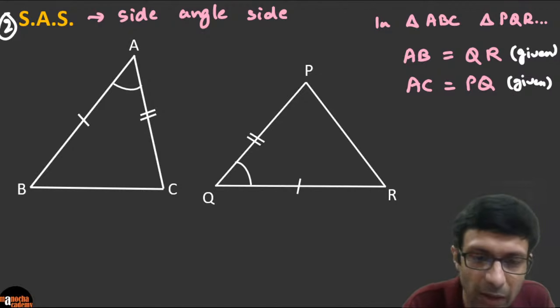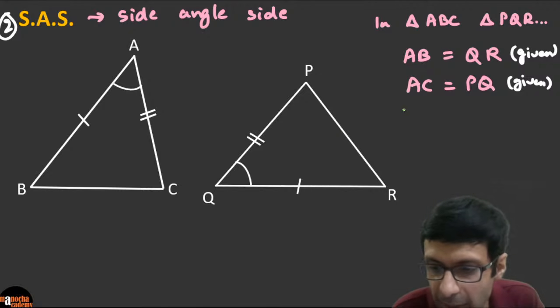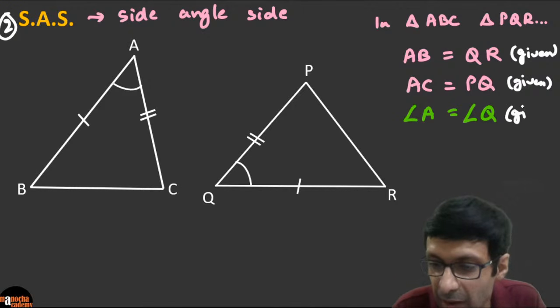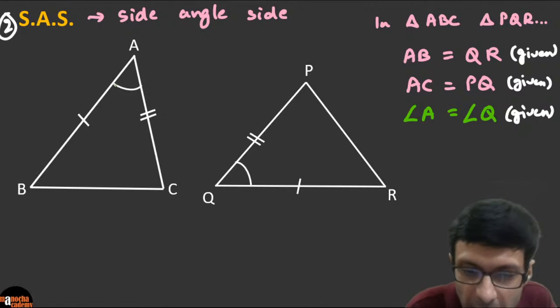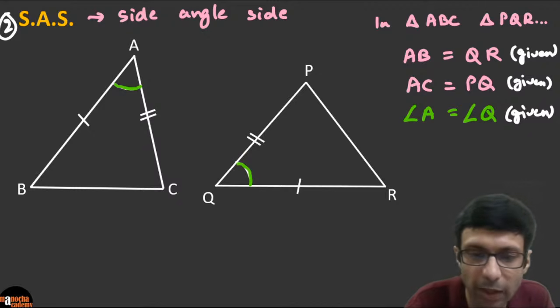Can you see the angle? What angle is given to us? Angle BAC, or we can write it in short as angle A. So that angle is equal to angle Q. That is also given. And can you see, guys, that the angle is between the two sides? Please note here, very, very important. The angle A and the angle Q are sandwiched between the two sides.